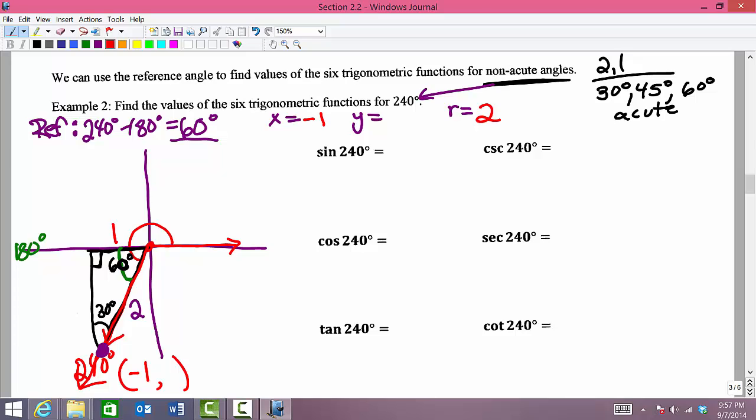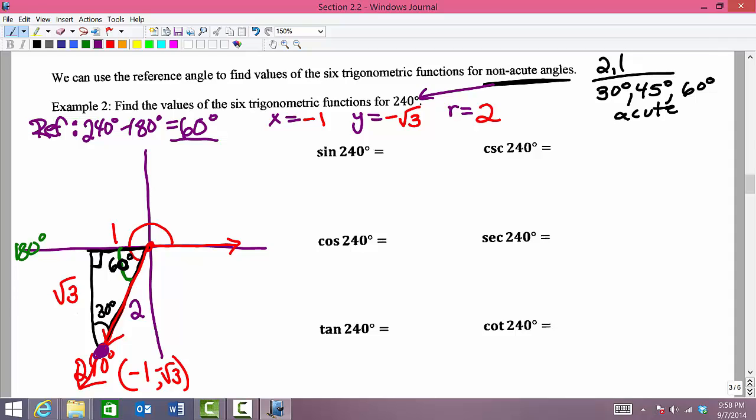And then my y direction, this side, is across from our 60-degree angle, which would be the square root of 3. So square root of 3, but I'm going down in the y direction, so that would be negative square root of 3. So we can actually use that special triangle lined up with our reference angle to tell us the distances in the x and y direction, and also the distance for r. So we use the point on the terminal side that lines up with our special triangle, and using those distances we can find x and y and r.